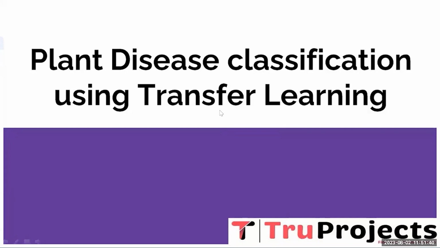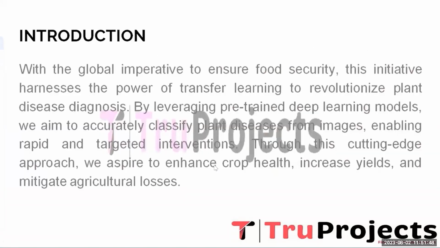Explain about a project titled Plant Disease Classification Using Transfer Learning. The global challenge of ensuring crop health and food security has spurred the development of innovative solutions. This project leverages the power of deep learning algorithms including VGG19, Inception V3 and Inception ResNet V2 to revolutionize plant disease diagnosis.